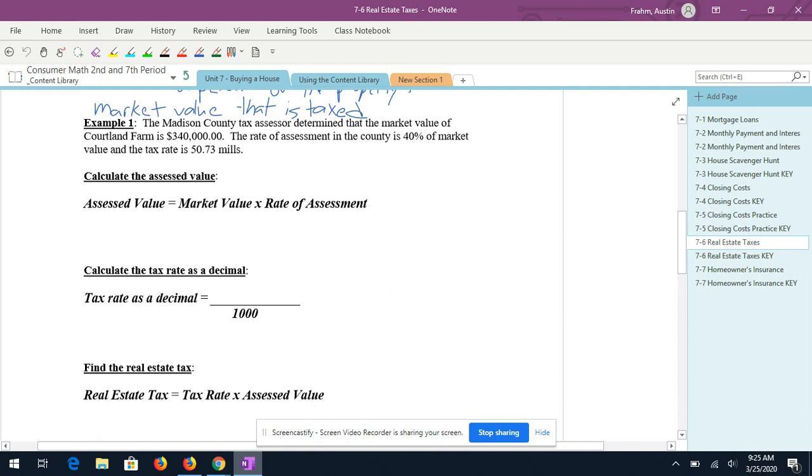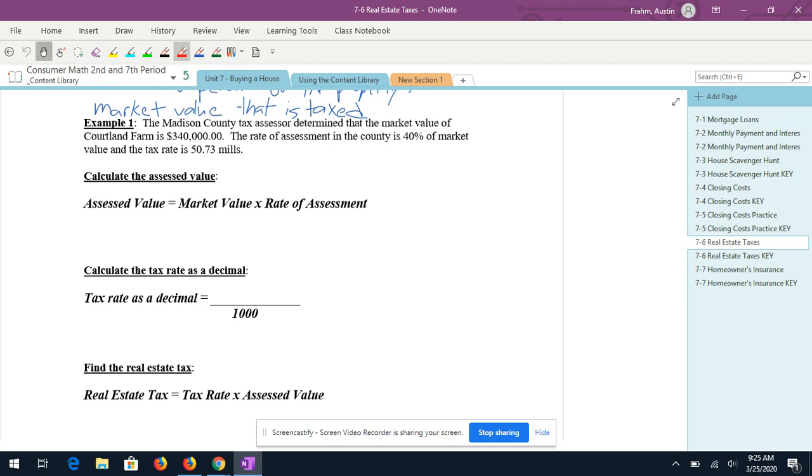Alright, so let's get into the first example. It says the Madison County tax assessor determined that the market value of Cortland Farm is $340,000. The rate of assessment in the county is 40% of market value, and the tax rate is 50.73 mils. So the first thing we want to do, and as you can see, this is going to be a three-step problem, is to calculate the assessed value.